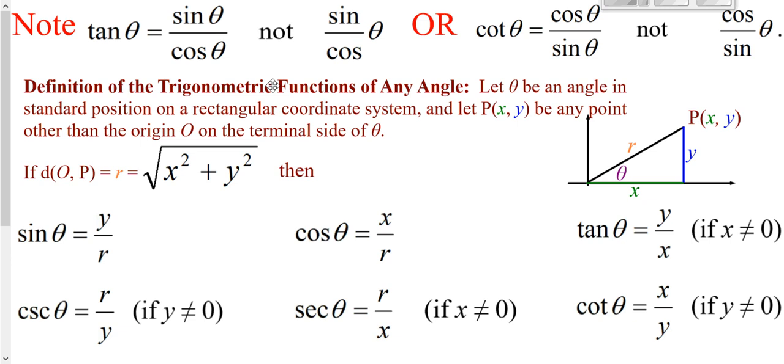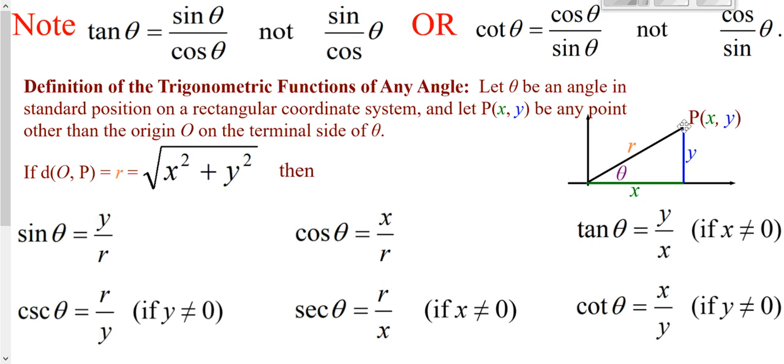Now we're going to look at one of our important definitions. This one and one more coming here are going to be really, really helpful for you. So here we have an angle. Our angle's in standard position, so that means its vertex is at the origin, initial side is in the positive x-axis, and our angle is rotating and going to the point of x, y.